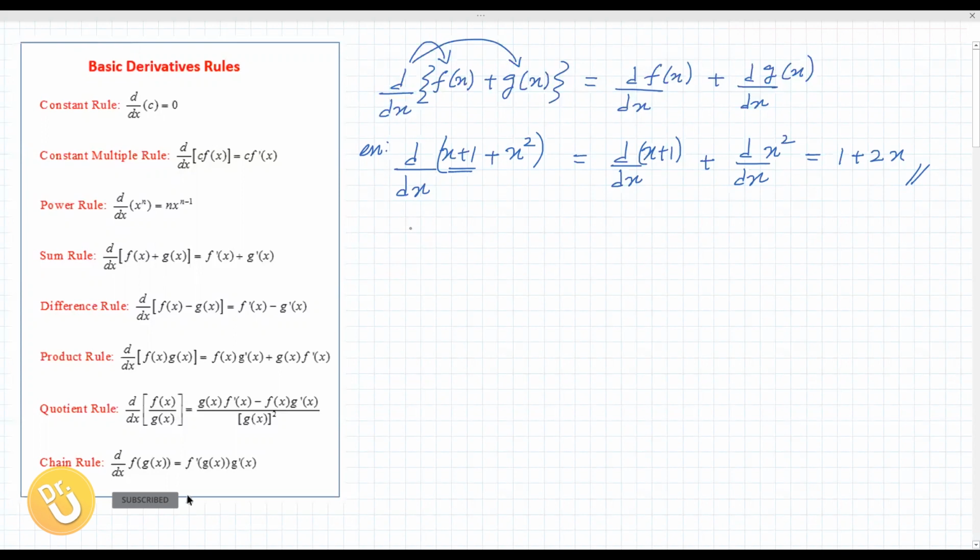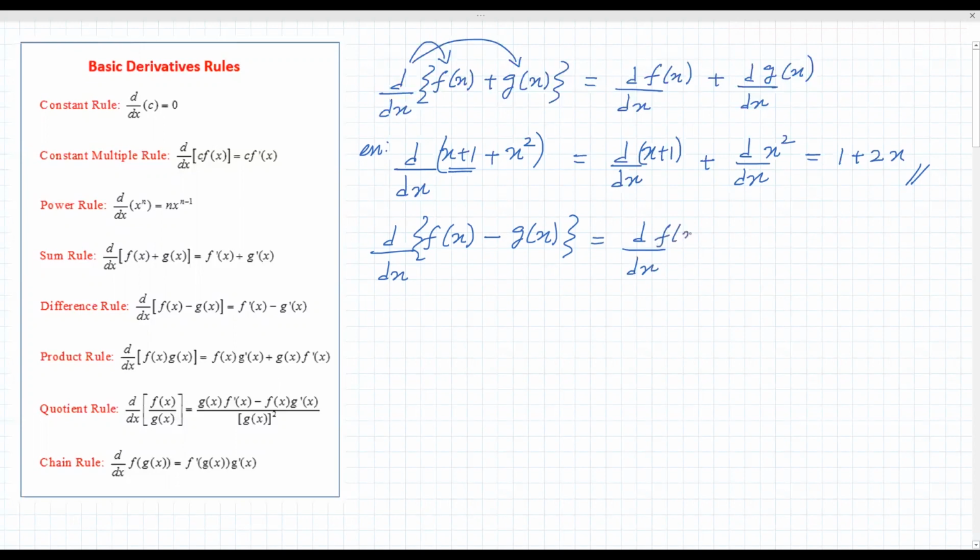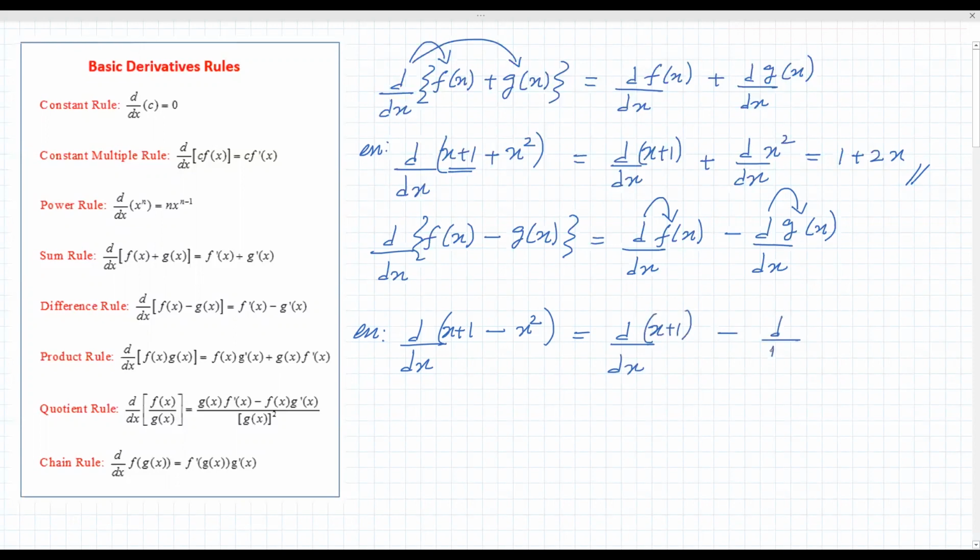Now the next rule is the difference rule. The difference rule is similar to the summation rule. The only difference is the minus sign. So d/dx of f(x) minus g(x) can be written as d/dx of f(x) minus d/dx of g(x). Here the d/dx operator is acting on f(x) and the d/dx operator is acting on g(x) in this case. Now as an example, d/dx of f(x), which would be x plus 1, minus x squared, that would be your g(x). So this can be written as d/dx of x plus 1, which is your f(x), minus d/dx of x squared. The solution for this one would be 1 minus 2x. Again, this will be discussed in our next video.